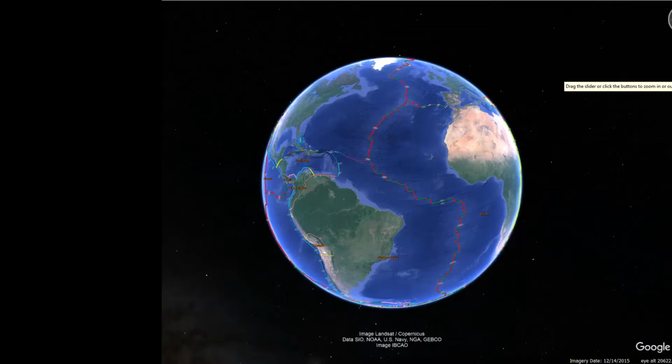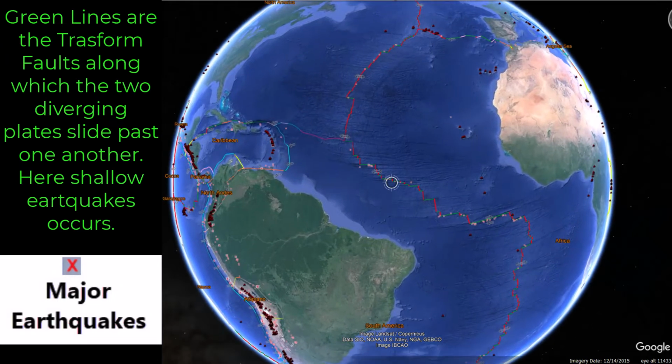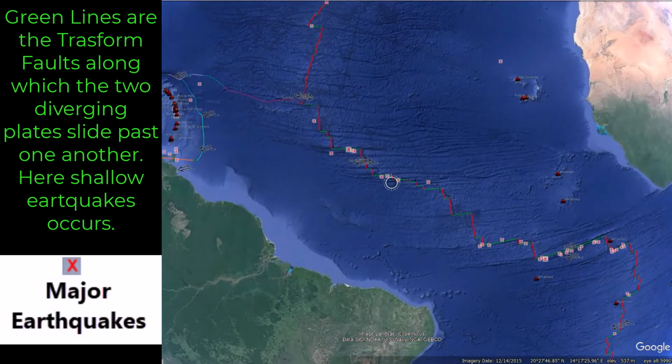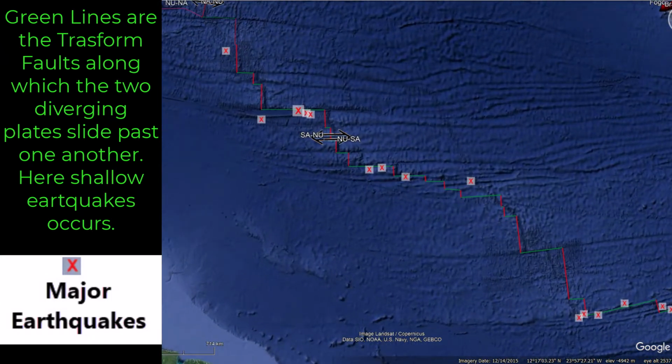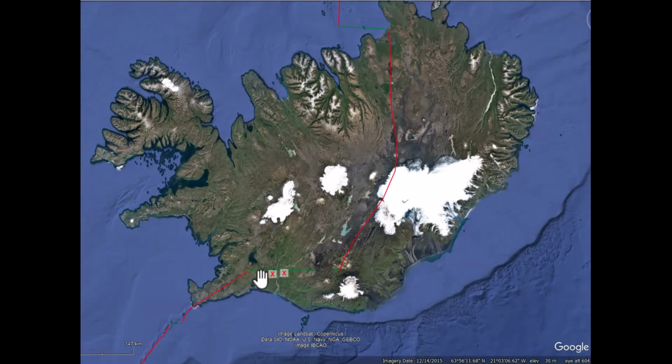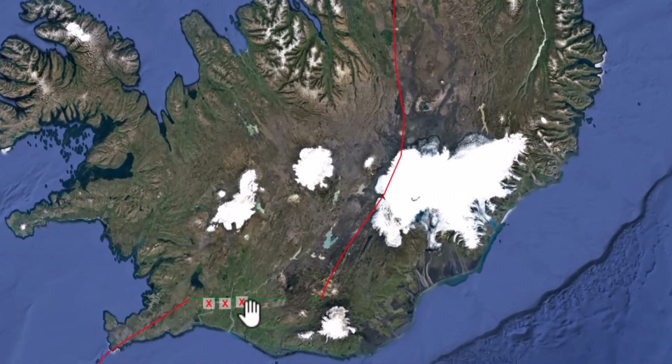Different rates of latitudinal movement along the boundary cause transform faults to develop as the magma cools. These lie perpendicular, at a right angle, to the plate boundary. Most of the earthquake activity at a constructive margin is shallow, low magnitude and high frequency, often along transform faults as the mid-ocean ridge is offset. In June 2000, a significant earthquake of magnitude 6.5 occurred on the south coast of Iceland.